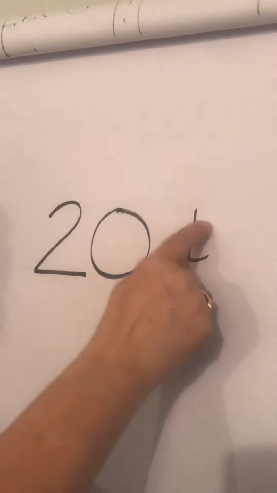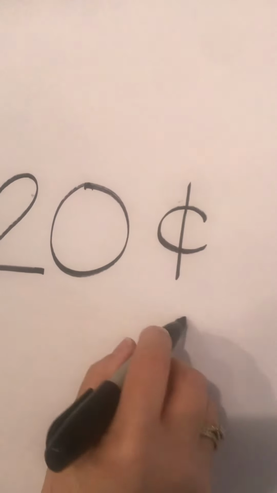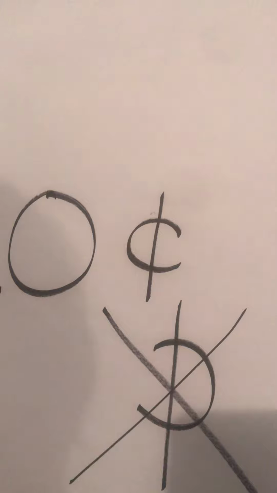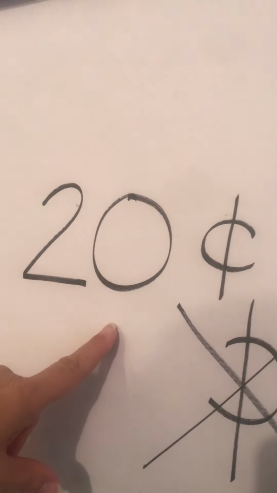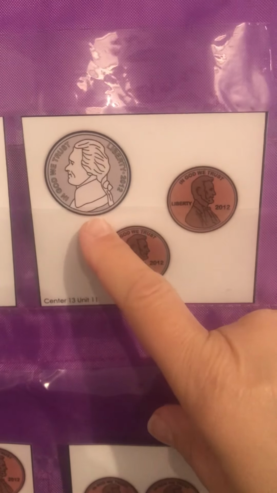So make sure your cent sign is a C with a line in it. I saw some cent signs that looked like this, and that's not right. Okay? A cent sign is a C with a line in it. And you put the cent sign right after the numbers. All right, look at this one. This one has a nickel and 2 pennies. So we start at 5.